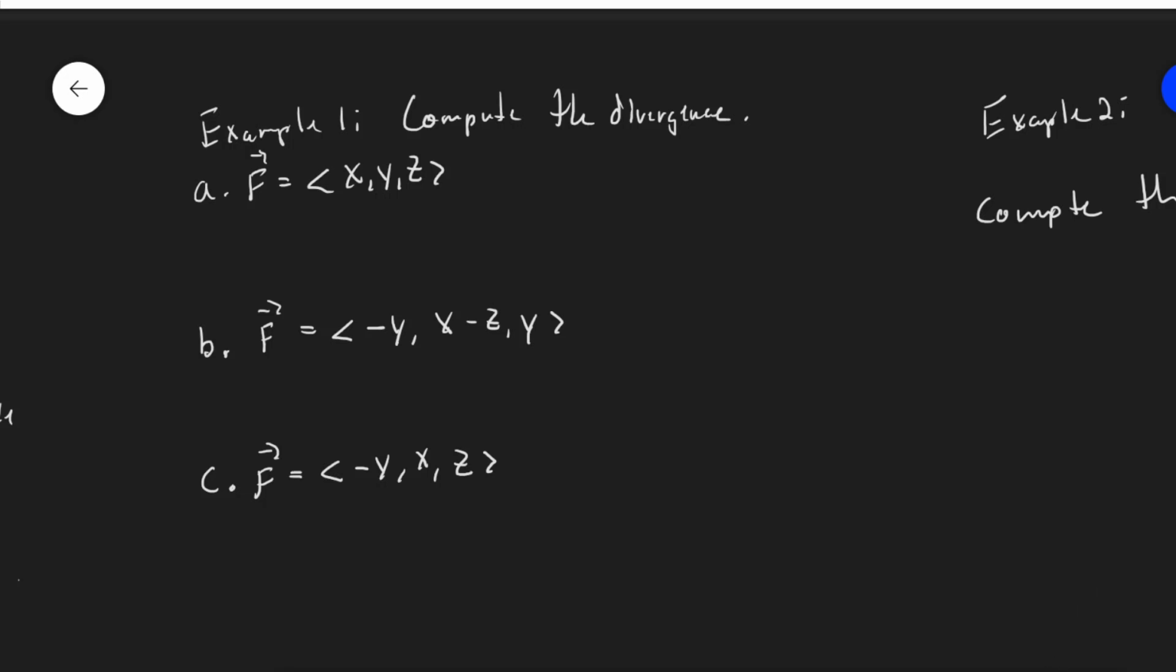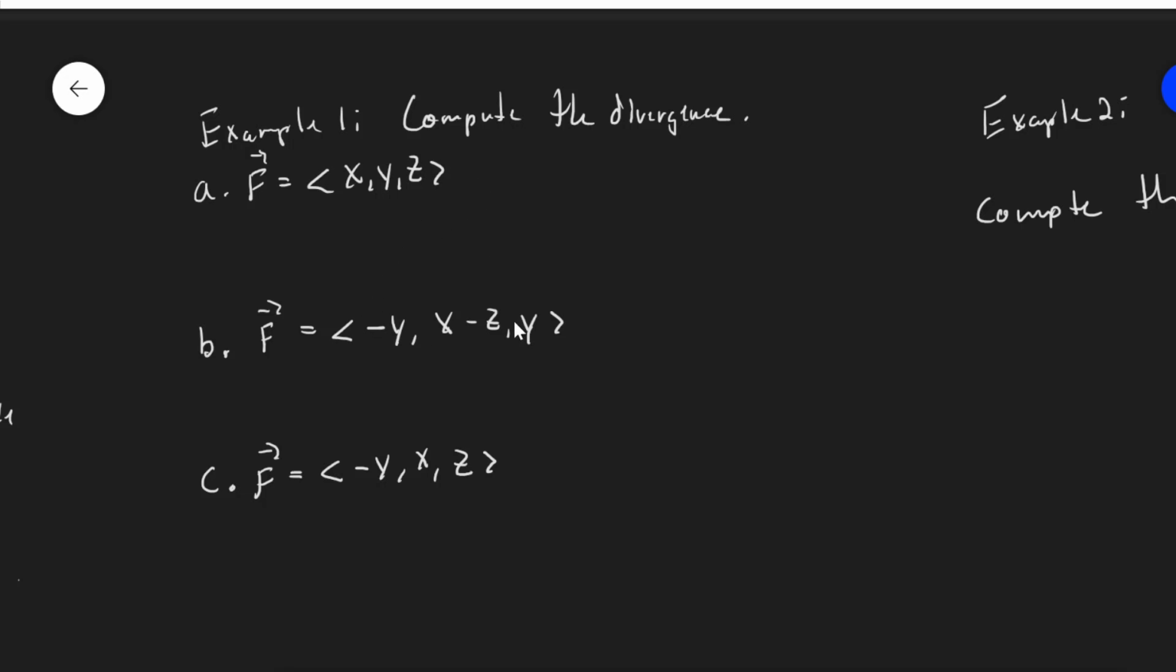Back to the second video in this sequence, and this one will be going through some examples of actually computing the divergence of some three-dimensional vector fields. So in this first example, we have three different vector fields. We'd like to compute the divergence of them. This first one, we have a radial vector field, x, y, z, and so we would expect, as we've seen before, that the divergence is positive here.